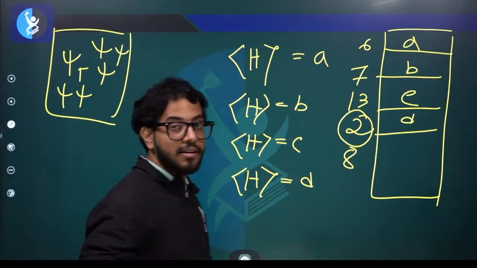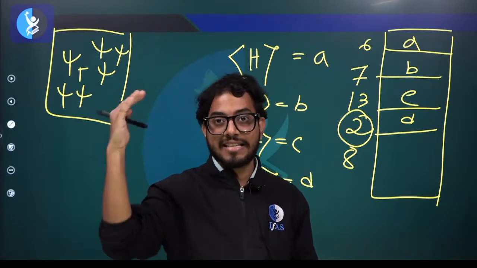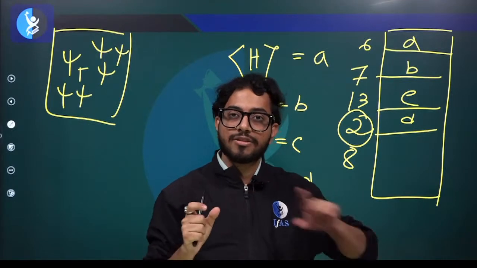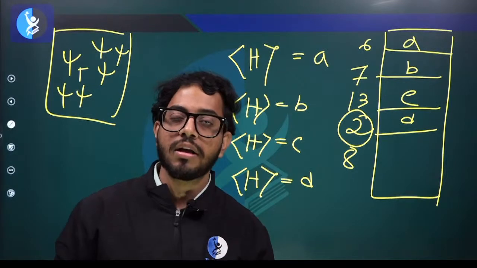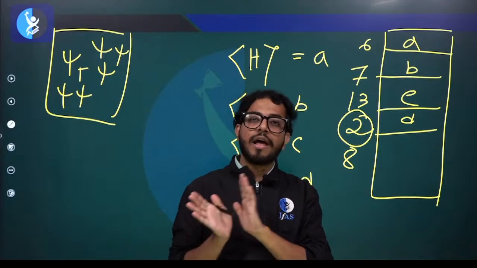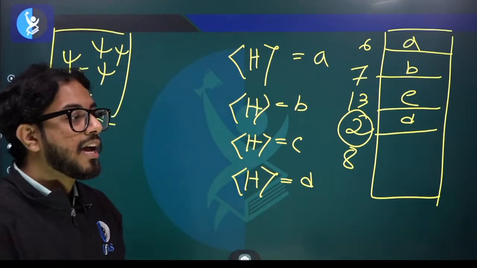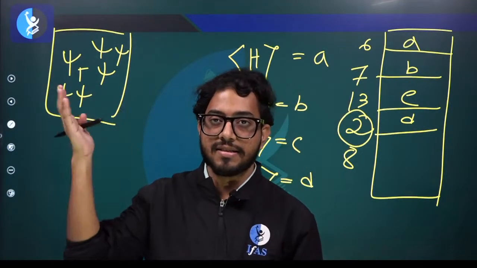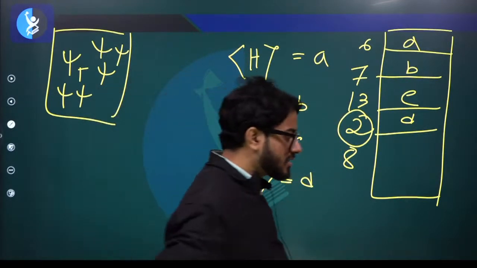Okay, let me tell you one thing. JWKB gives you a much more accurate result, closer to the exact value. Exact value means the ground state energy that you get by solving the Schrodinger equation. So JWKB always gives you the more accurate result, but there is a problem. You cannot apply JWKB to all systems. It is only applicable to semi-classical systems, but the variational principle is applicable to all systems.